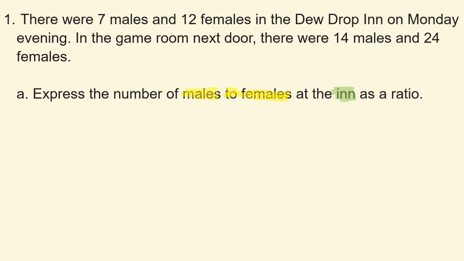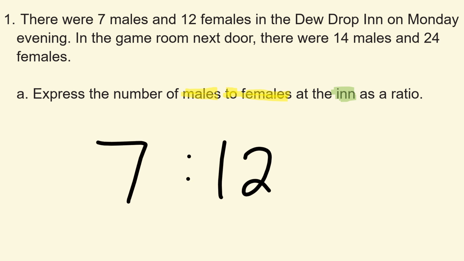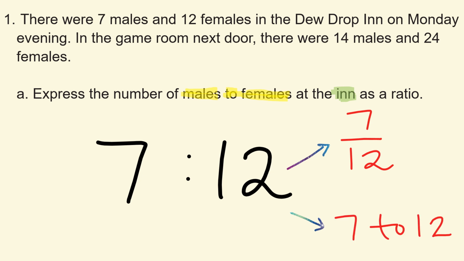So how many males were at the inn? 7. And how many females were at the inn? 12. So we can write that ratio as 7:12. There are 2 other ways we could write the ratio. We could say the ratio is 7 males to 12 females, or we could write the ratio as a fraction. So any of these 3, any way that you write it, as long as it's one of these 3, would be totally correct.